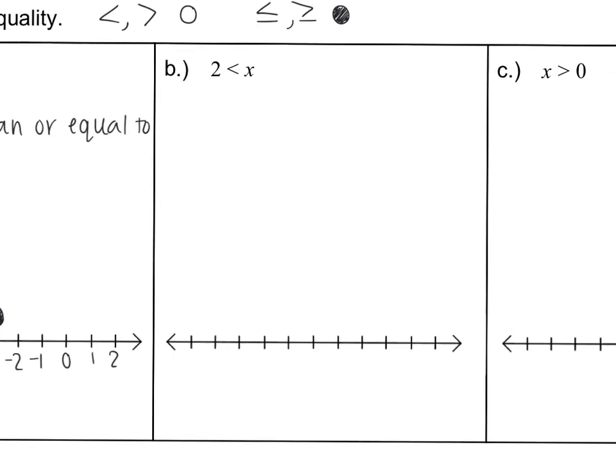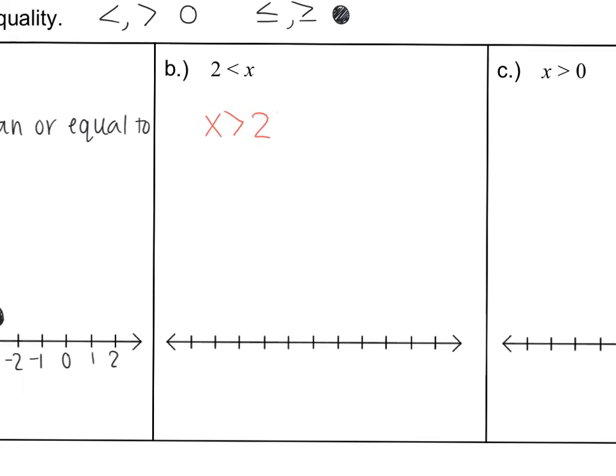Take a look at B. Our variable is not first. Do you see that? I'm going to actually change this right away. I'm going to rewrite it the other direction. So I can basically flip everything and make this x is greater than 2. Do you see how the inequality still points at 2? I just flipped everything. It's the same thing. I can flip it. I just got to flip everything.